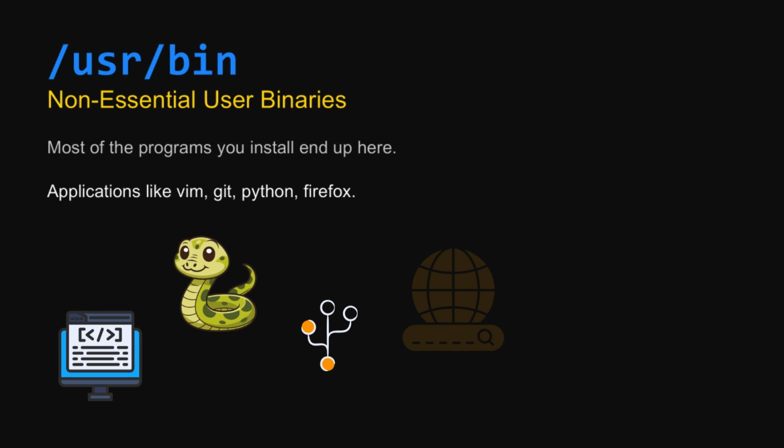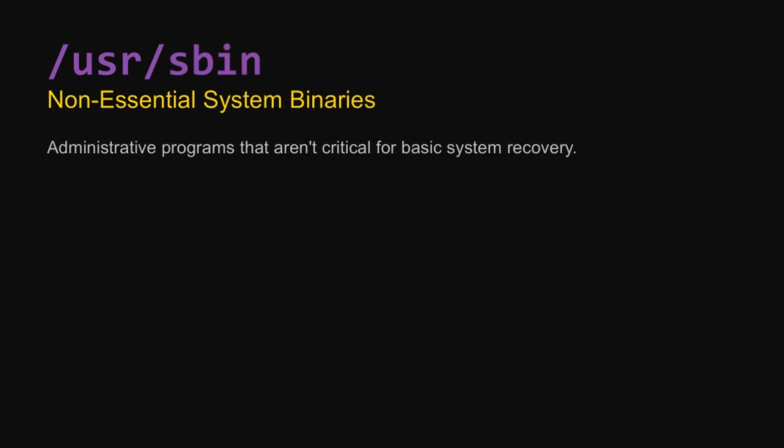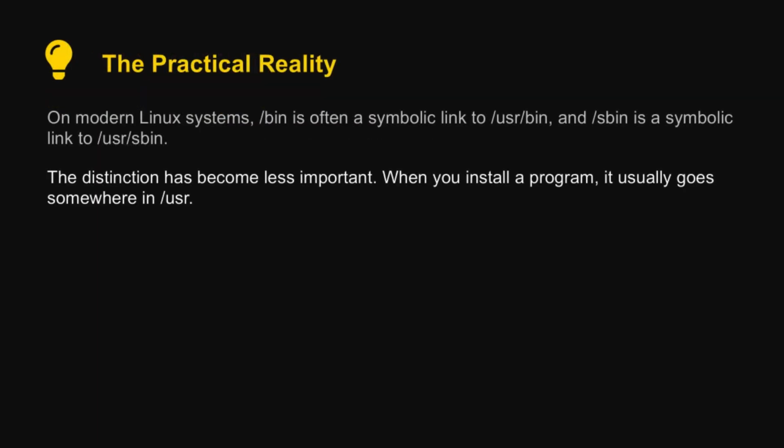And then there's /usr/bin. These are the non-essential user binaries. Most of the programs you install end up here. This is where you'll find applications like Vim, Git, Python, and Firefox. /usr/sbin is the non-essential system binaries, administrative programs that aren't critical for basic system recovery. On modern Linux systems, /bin is often a symbolic link to /usr/bin, and /sbin is a symbolic link to /usr/sbin. The distinction has become less important. So when you install a program, it usually goes somewhere in /usr, or USR.